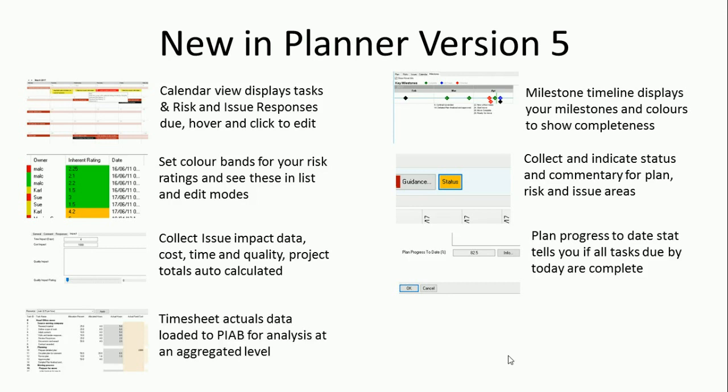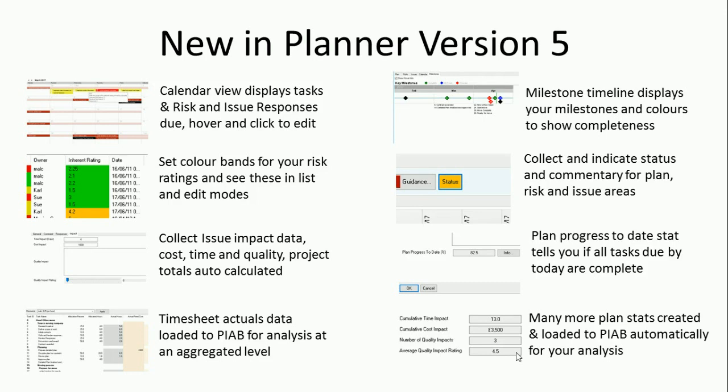And then the last two items here are really focusing on users of the main PIAB system. We've got that timesheet actuals data that we talked about earlier, that's been collected by Planner, and we now load that out to PIAB. So when you check your plan back in, we read all that data out and put it into a database, and you can now filter and analyze that at an aggregated level, so you can bring together all your actuals data across all of your projects and get cuts of that data for your finance purposes.